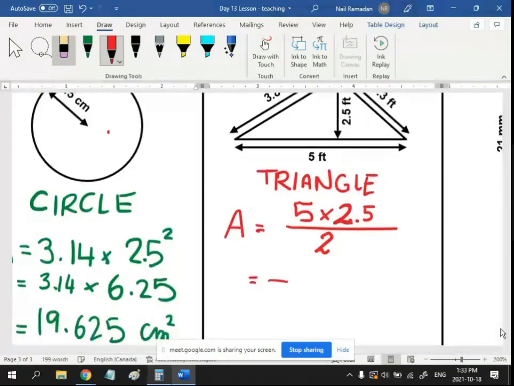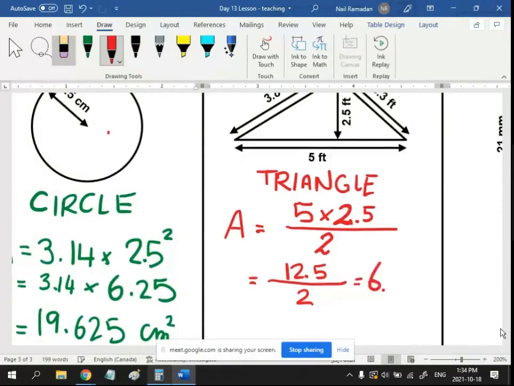So what's 5 times 2.5? 5 times 2 is 10. 12.5. Almost done. I just need to divide now. So this is equal to 6.25. Can someone tell me what the unit is here? Come on, people. What's the unit here?